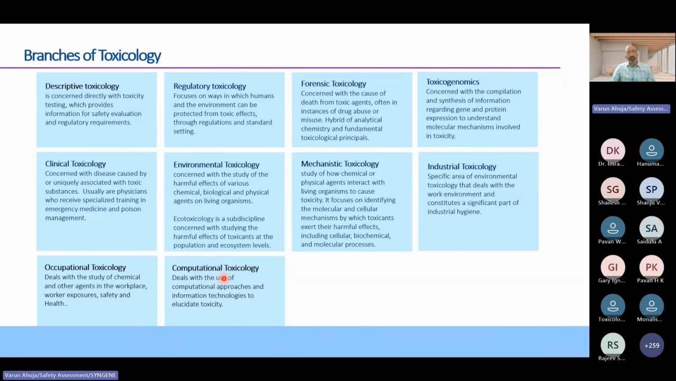Then moving on to computational toxicology, it deals with the use of computational approaches and information technologies to elucidate toxicity. And in the last few years, you all know that the regulatory agencies have started accepting computational tox data in various fields, like for pharmaceutical impurities, ICH-M7 accepts the genotoxicity assessment using computational tools. For medical devices, the extractable and leachable assessment is done by computational toxicology tools. For agrochemicals, especially for metabolites, the European Union accepts computational toxicology tools to do the risk assessment for the agrochemical metabolites, and so on.